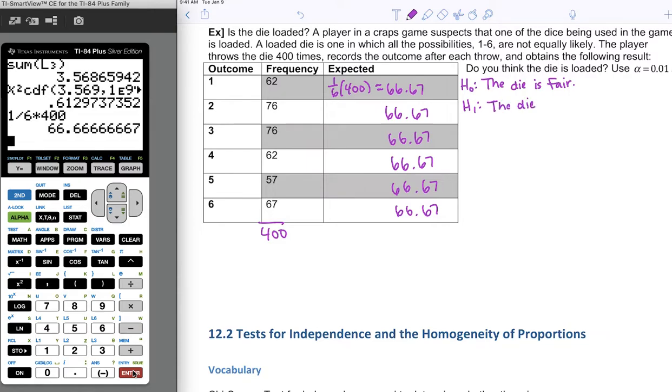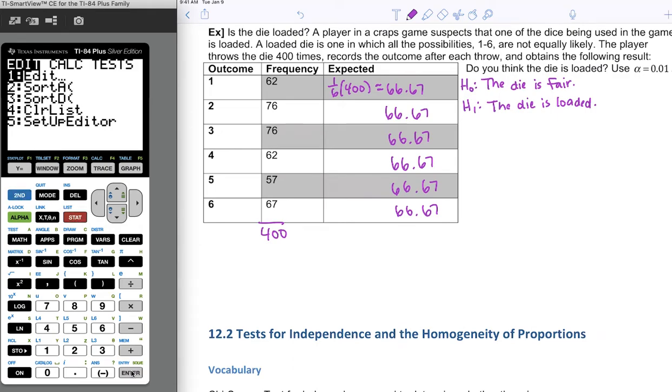It would be fine if you had said, the outcomes are equally likely for H0 and the outcomes are not equally likely for H1. As long as it's the same meaning, that's fine. They can be written different ways in this section. Okay, now let's go ahead and go into our lists.